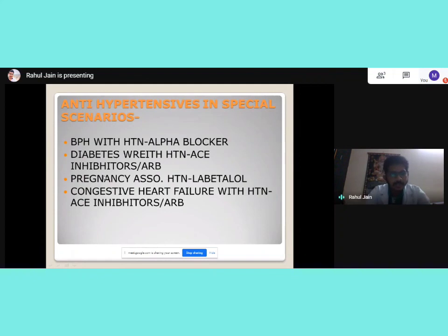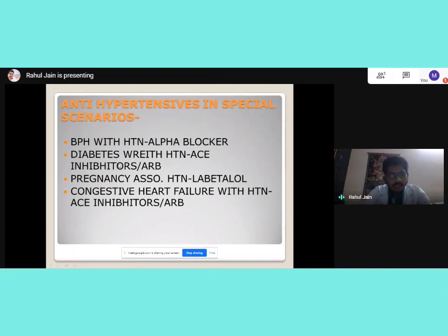And in the end, I will just add these points: if a patient has these conditions, then there are certain antihypertensives which are preferred over the other ones. When a person has benign prostatic hyperplasia, that is a prostate problem occurring in elderly males, and they have accompanying hypertension, then for BPH, the drug which might work is an alpha blocker. So to avoid giving two drugs, we can use an alpha blocker which can solve both the problems together.